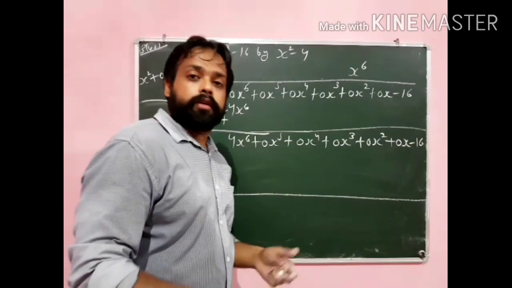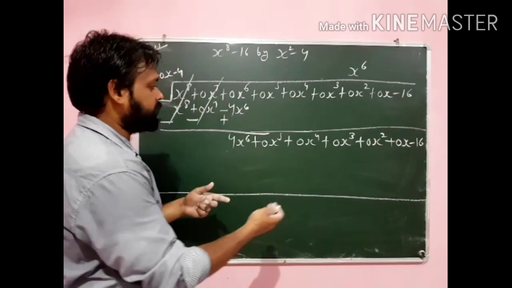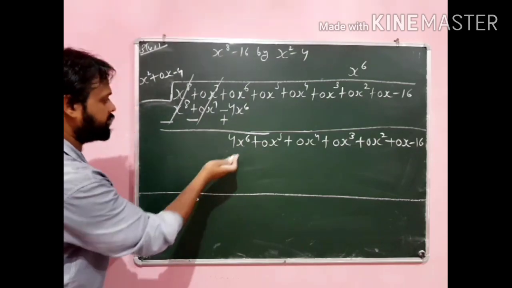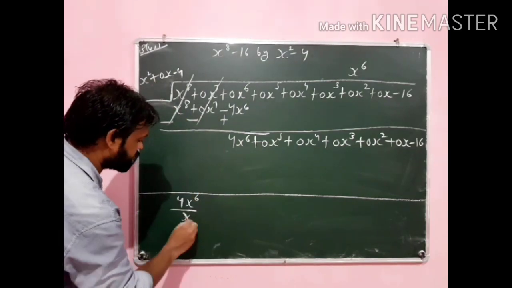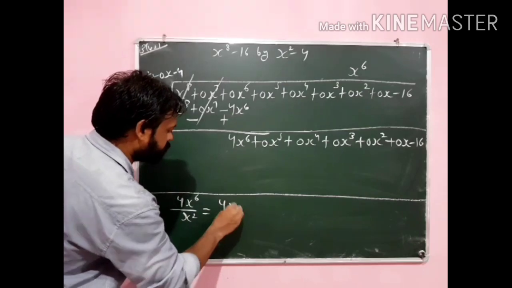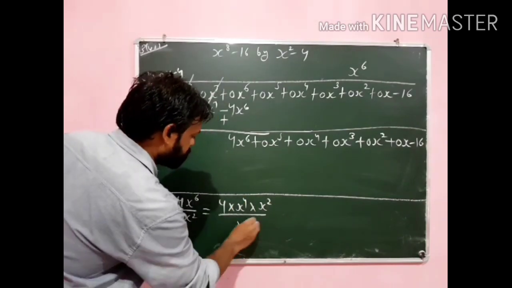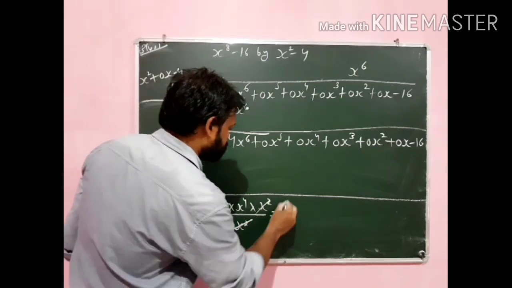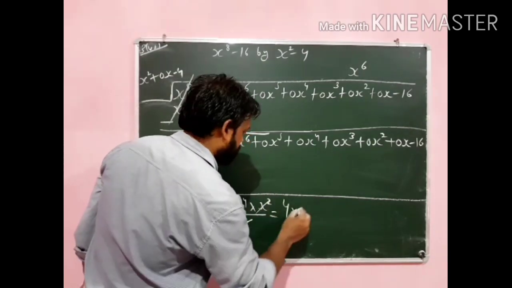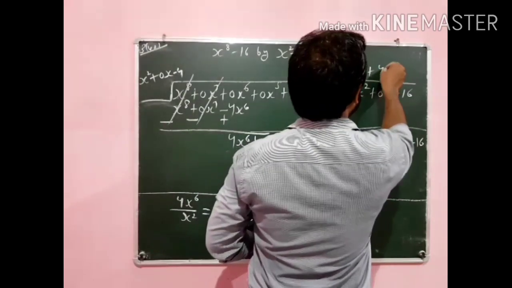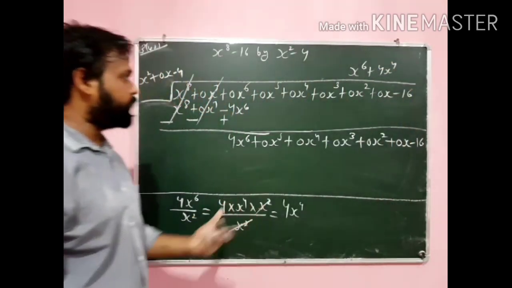Okay, now see, again we have to follow the same steps. This 4x raised to power 6 here is divided by this x square. So it will become 4 into x raised to power 4 into x raised to power 2 over x raised to power 2. This is cancelled with this. So it will become 4x raised to power 4. So write down plus 4x raised to power 4 here. And now what is the next step?